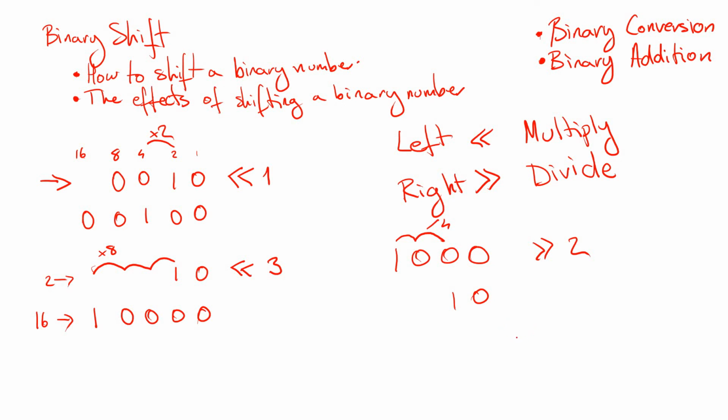Now you might be wondering, what if you get a number like the number 5 here, and we shift the number 5 to the right by 1 column? So let me just draw a line here so we can separate these numbers. So if we take the number 5 and we shift to the right by 1 column, then that means that we lose this value here completely, and we get the number 2. So we divided by 2.